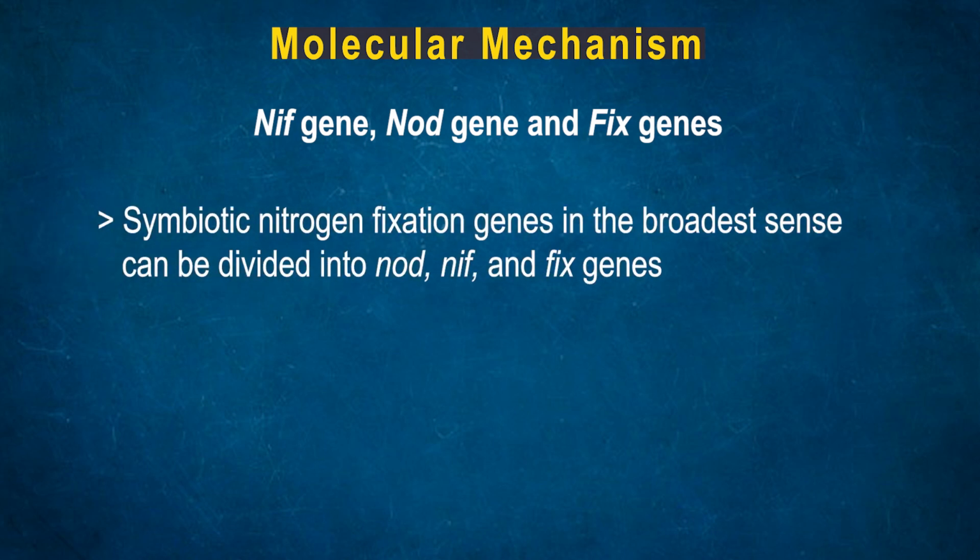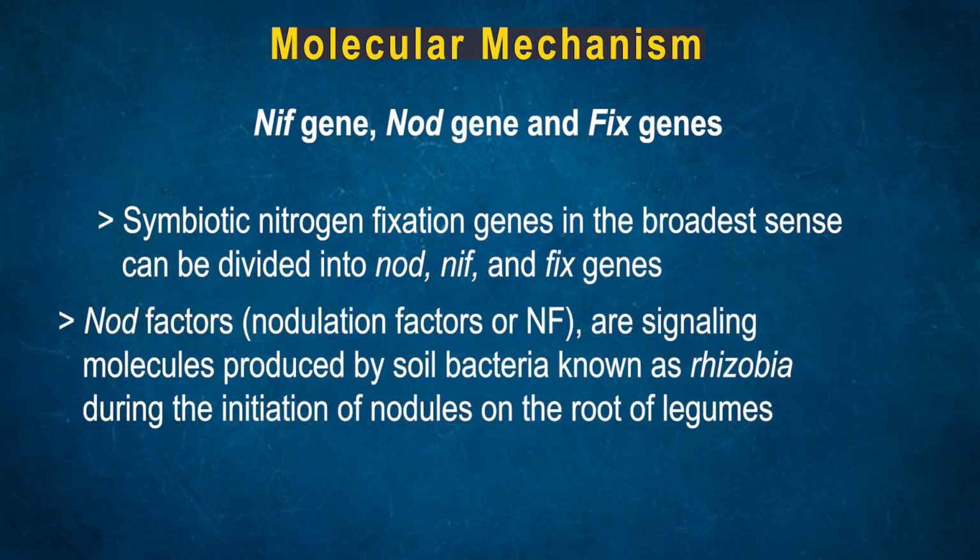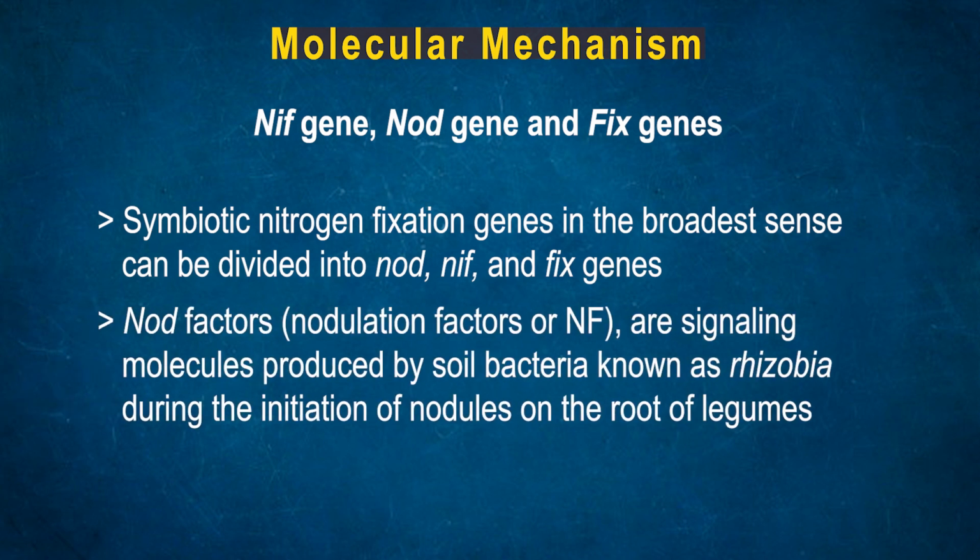So, symbiotic nitrogen fixation genes in the broadest sense actually can be divided into NOD, NEF and fixed genes. So, NOD genes give rise to NOD factors, nodulation factors or NF. They are nothing but the signaling molecules produced by the soil bacteria known as rhizobia for the initiation of nodule formations on the root of legumes.